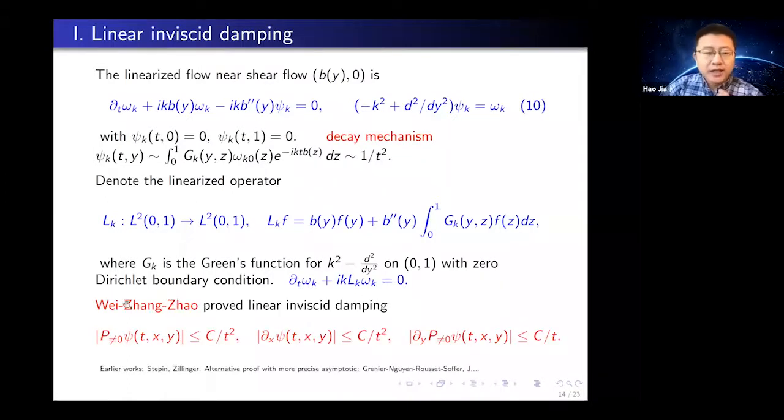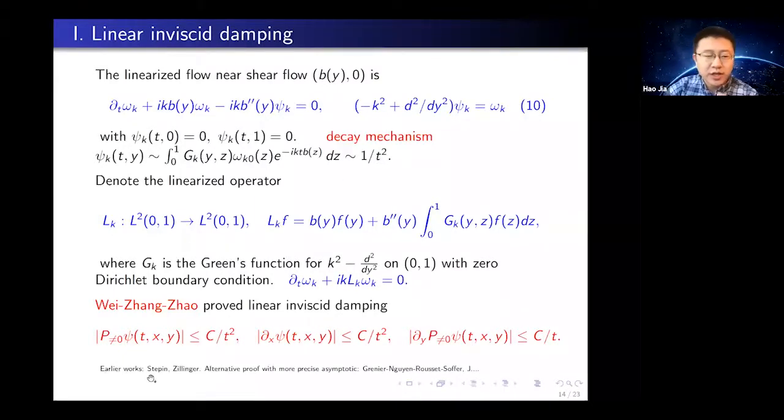And an important result by Dongyi Wei, Zhifei Zhang, and Weiren Zhao is that they proved the linear inviscid damping. So the same damping as in the Couette case, the stream function decays like 1 over t squared. The first derivative in x decays like 1 over t squared, but the first derivative in y decays like 1 over t. I mean, this can be read off from the formula if you have Couette flow, and you can see also the difference between the derivative in x and derivative in y, because derivative in x just translates to multiplying by ik. That does not change the decay in time, but derivative in y does, because the derivative in y will decrease the differentiability of the Green's function. Then you can only integrate by parts once, so that you only get 1 over t.